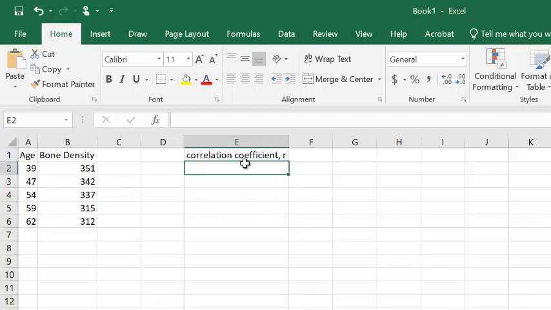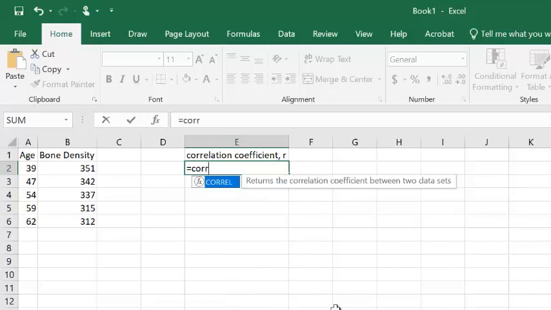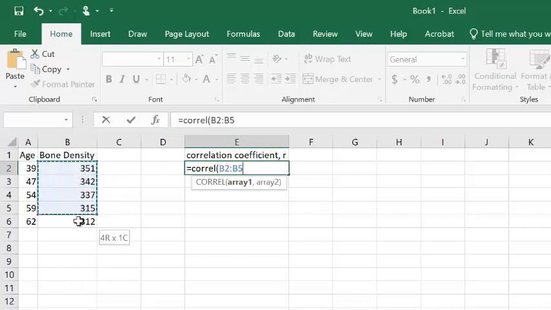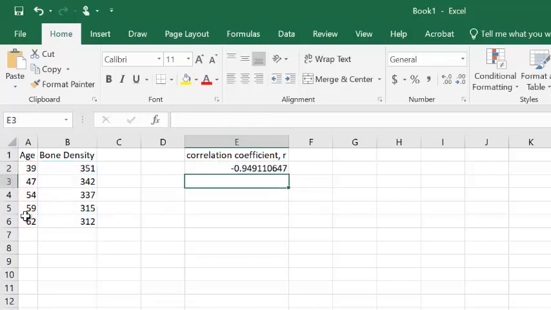So in Excel, I'm going to hit the equal sign, then correl, the first 6 letters of correlation, open the parentheses. And for correlation, it doesn't matter which you put first and which you put second, whether you put your x's first or your y's first. I'm going to highlight my y's in this case, bone density, put a comma, and then highlight my x's, which is age, and close the parentheses.